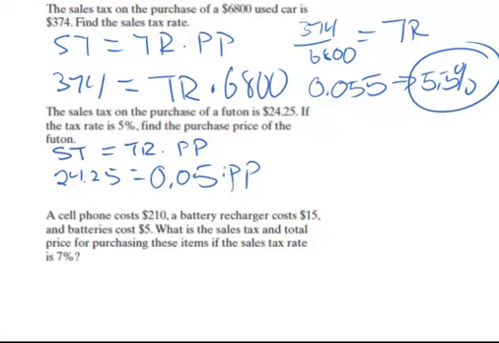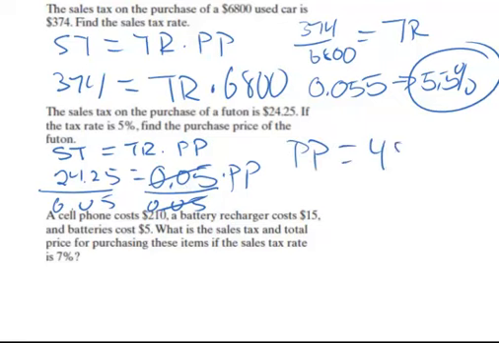So I need to get my purchase price by itself, so I'm going to divide both sides by 0.05. So if I take my calculator again, and I take $24.25 and divide it by 0.05, I'm coming up with the purchase price being $485.